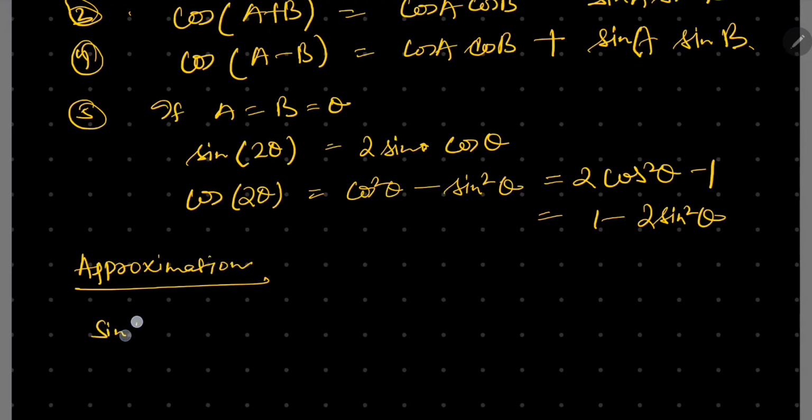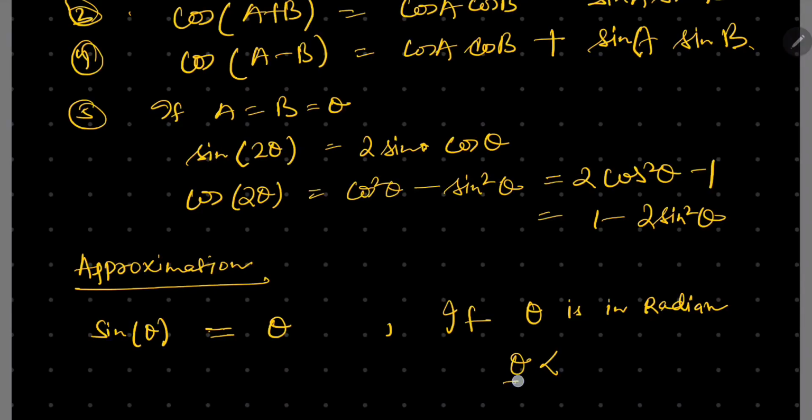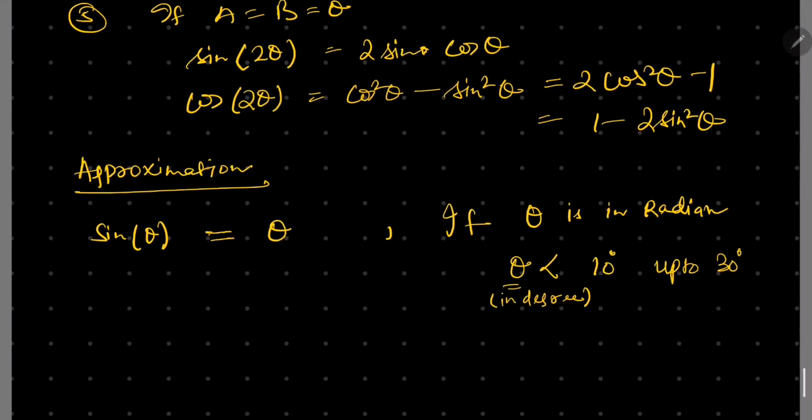So sine theta becomes theta if theta is in radian, and the value of theta in degree is less than, first you have to convert into degree, less than 10 degree for safe, or up to 30 degree it's okay. Similarly, it is an approximated value and theta must be written in radian here. This must be in radian.